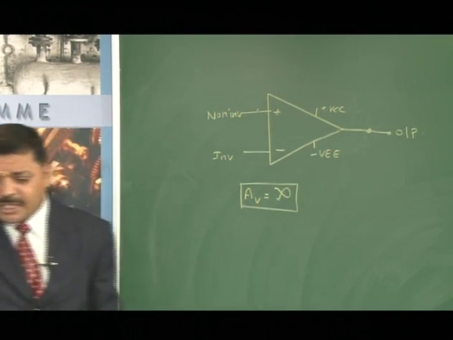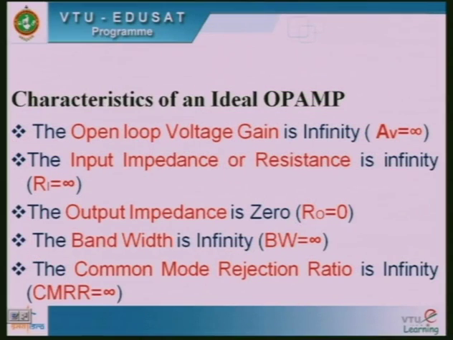Then the input impedance or the resistance is infinity. What is this input impedance? The operational amplifier can draw as little current as possible. Ideally, the op-amp draws zero current. When the op-amp draws zero current, the resistance or the impedance will be infinity. So, we can call it input resistance or input impedance. It is infinity for an ideal op-amp.